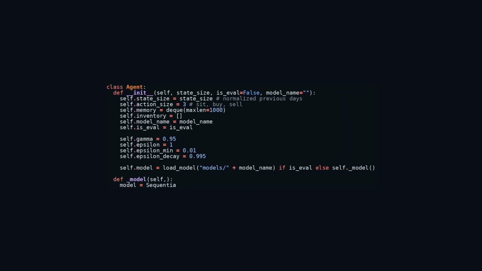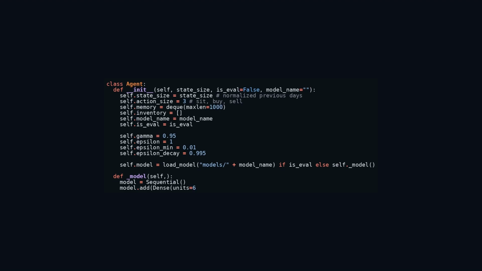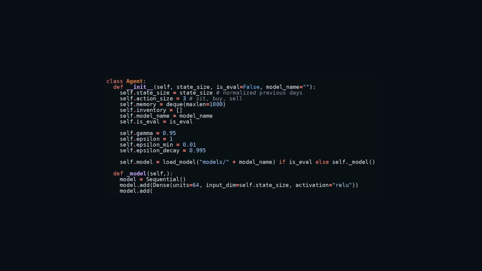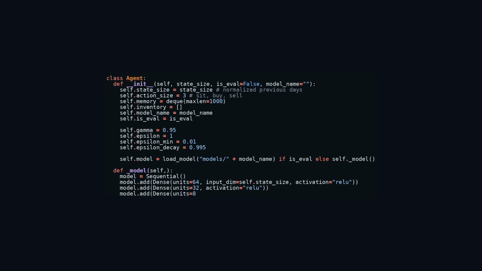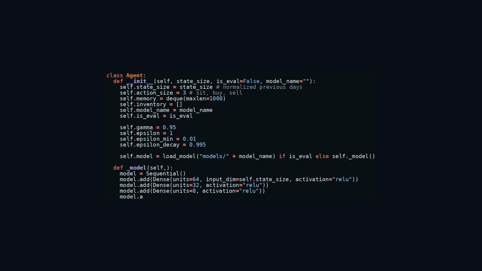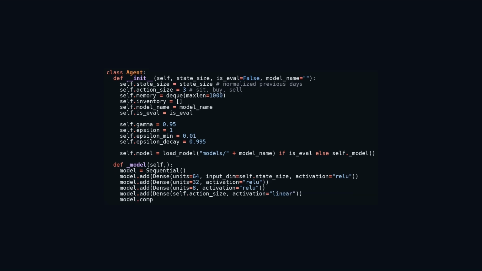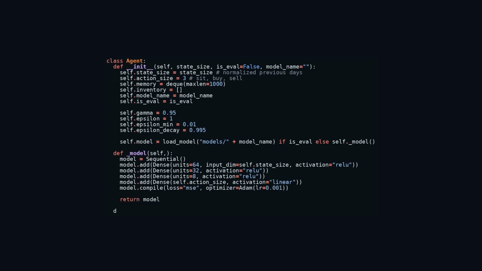Additionally, it loads a pre-existing model if operating in evaluation mode or constructs a new model for training purposes. 2. The model function establishes a neural network model utilizing Keras, which the agent leverages to make decisions grounded in the input state. 3. The act function is entrusted with choosing an action based on the current state. It leverages an epsilon greedy policy to maintain a balance between exploration and exploitation.